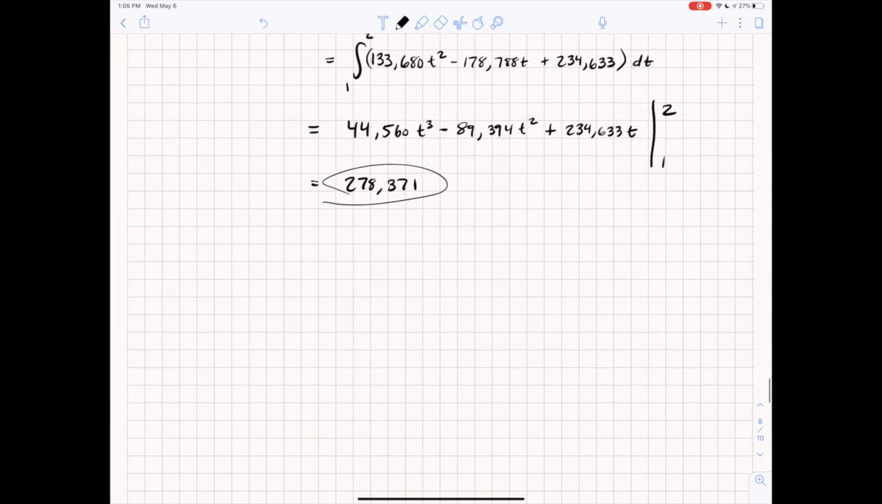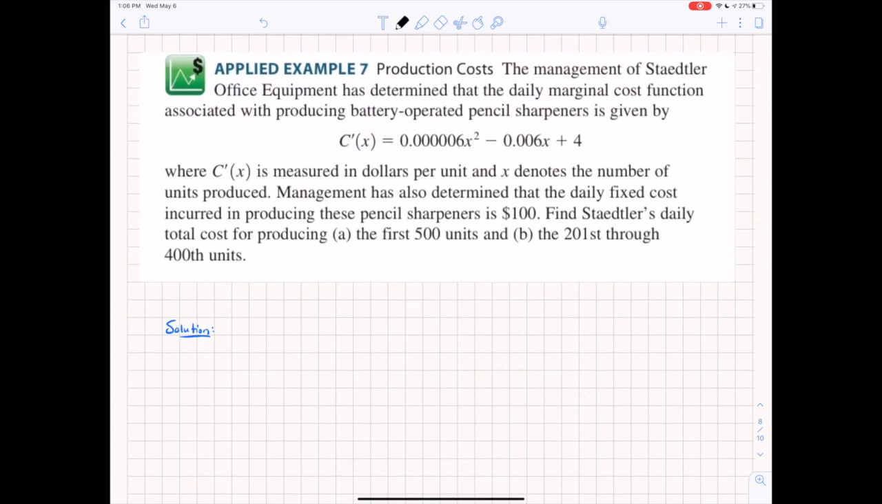Okay, so for the final example, it's technically applied example 6. Production costs. The management of Stettler office equipment has determined that the daily marginal cost function associated with producing battery-operated pencil sharpeners is given by C prime, and then you have the function listed there. C prime is measured in dollars per unit, and x denotes the number of units produced. Management has also determined that the daily fixed cost incurred in producing these pencil sharpeners is $100. Find Stettler's daily total cost for producing A, the first 500 units, and B, the 201st through the 400th units.